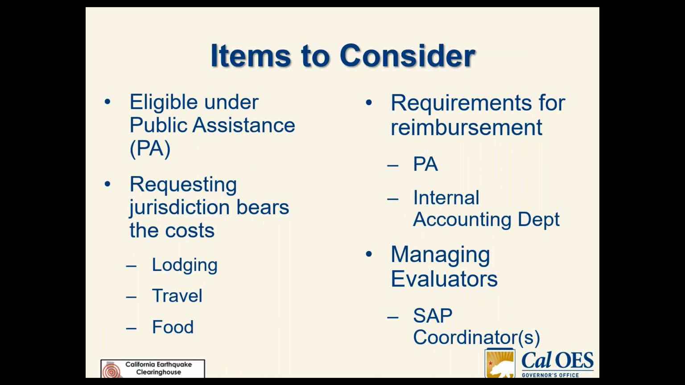And then lastly, to consider is how the evaluators are going to be managed. It's very important because there's going to be a lot of work. To give some perspective on what happened during Northridge, they deployed about 2,400 evaluators over the course of 16 days, with on the order of 100, 200, 300 per day doing these evaluations.